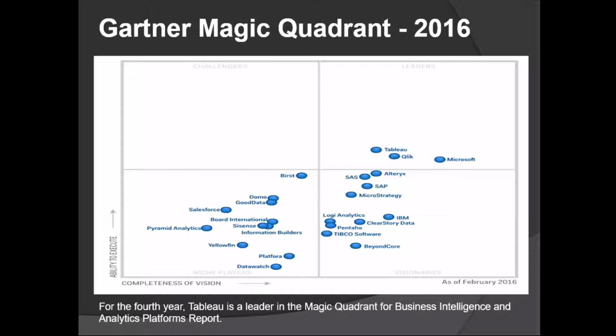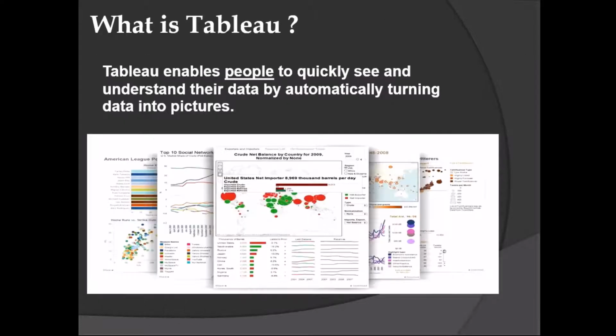In ability to execute and completeness of vision, Tableau holds a leader position. It also beats QlikView and Microsoft in the ability to execute. That's the reason the entire market is going towards Tableau. Being in the leader quadrant means it is very well respected across the globe. So that's why Tableau is very important and everyone is going towards Tableau.